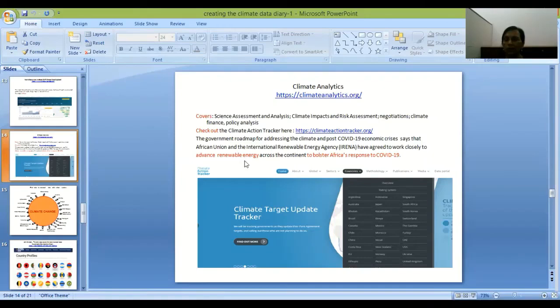So once again, you can see the screenshot over here. This is a must if you want to track the global scenario on climate policies, the mitigations, and how countries plan to go forward after the COVID challenge.